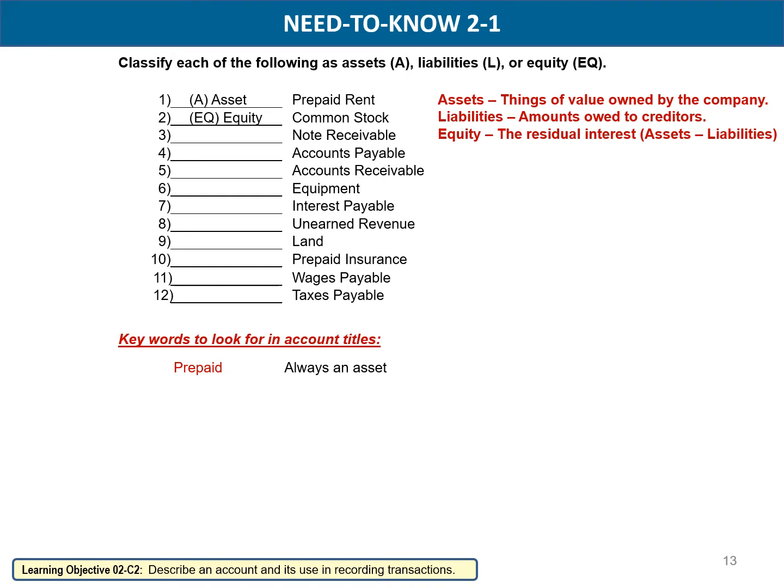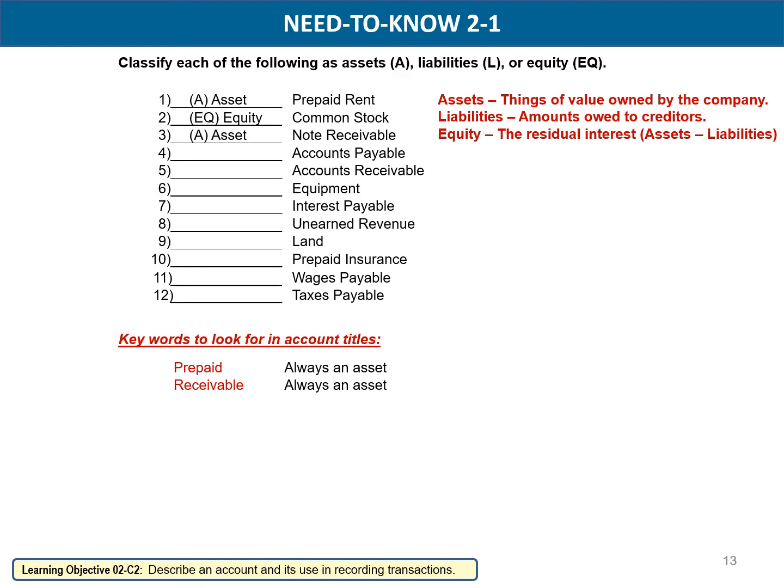It's an equity account, right? Our expanded accounting equation, equity can be expanded to be plus common stock, less dividends, plus revenue, less expenses, right? All right, and then number 3, note receivable. Another thing to know is that anything that has receivable in the title is also always an asset. So note receivable would be an asset.